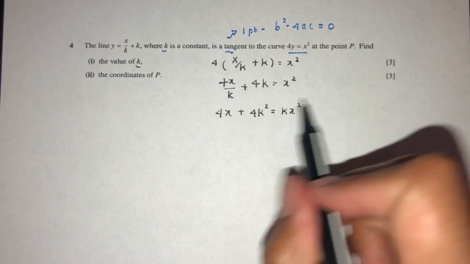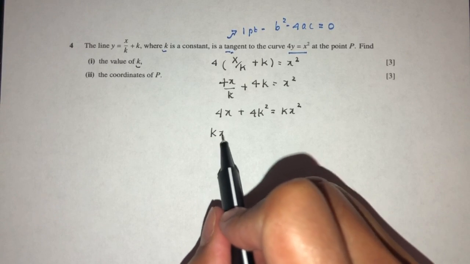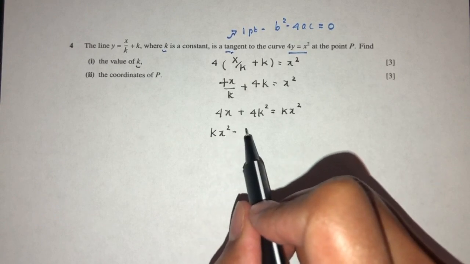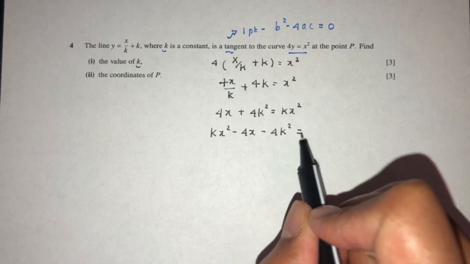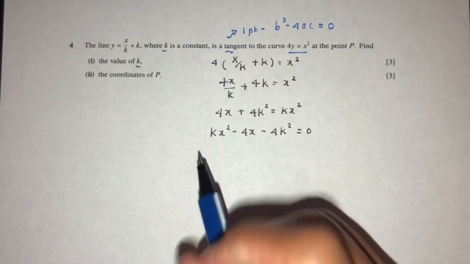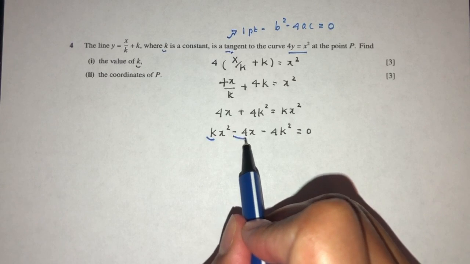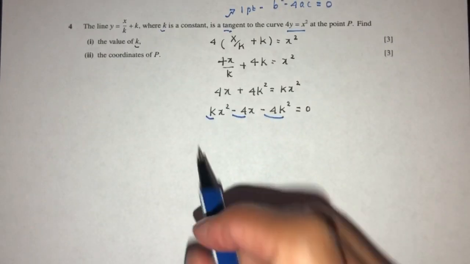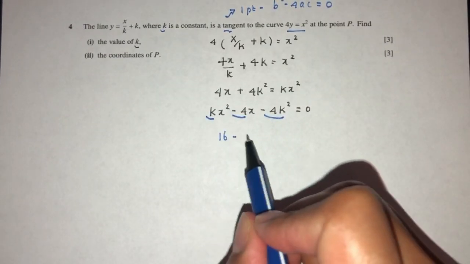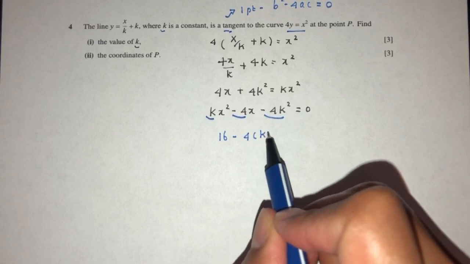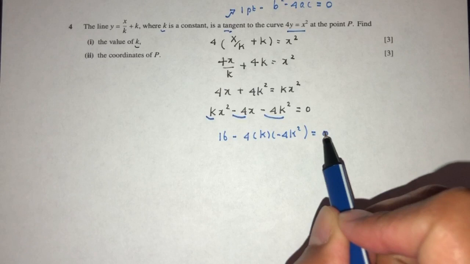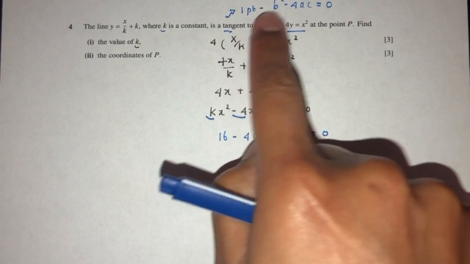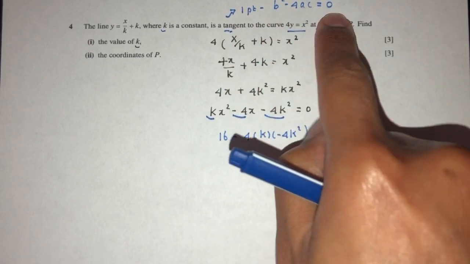Now we can send everything to one side, you will have kx squared minus 4x minus 4k squared is 0. So this is your value of a, value of b, and your value of c. So b squared is 16 minus 4 times a and times c has to be 0, because we know it has only one solution. We know how to use that equal to 0.